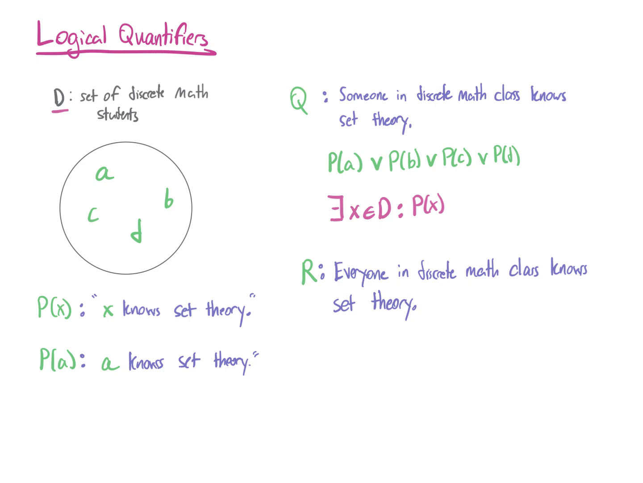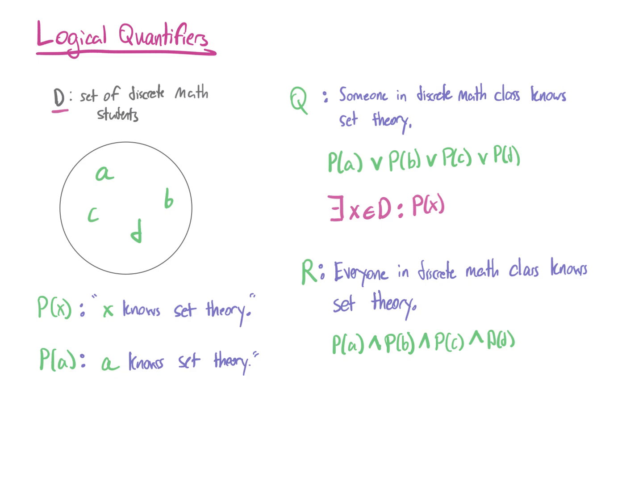Similarly to before, there is a way to do this using operators that we have already seen. Because if I'm saying that everyone knows set theory, what I'm saying is that student A knows set theory, and student B knows set theory, and student C knows set theory, and student D knows set theory. So nothing wrong with this, except again, this is a lot of writing for me, and I'm going to have to keep track of if students add or drop. I'm going to need to change my statement because I'm enumerating explicitly all the elements of my set, and that's a bit of a hassle for me.